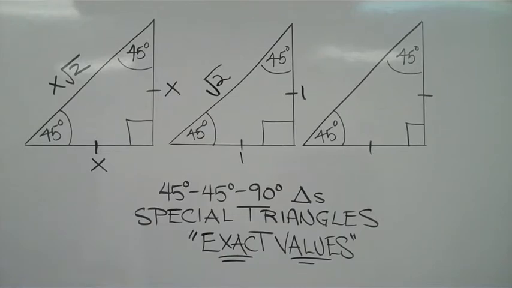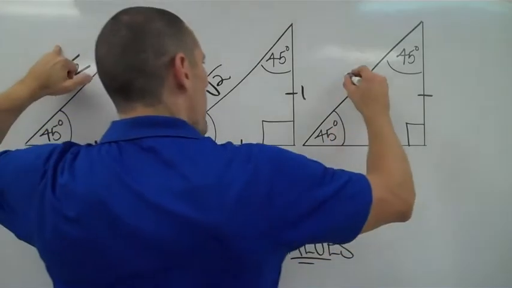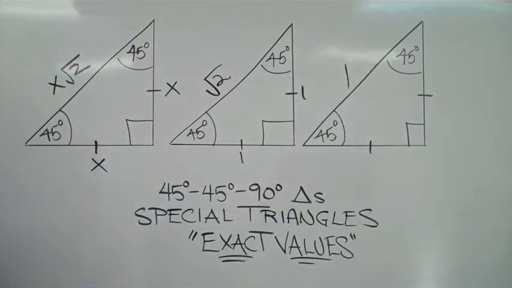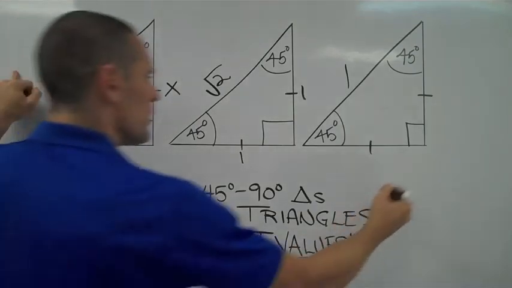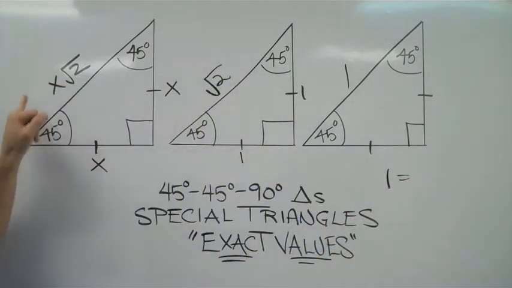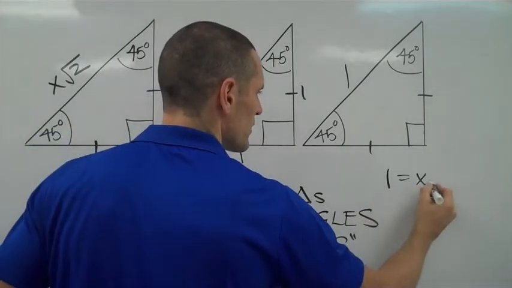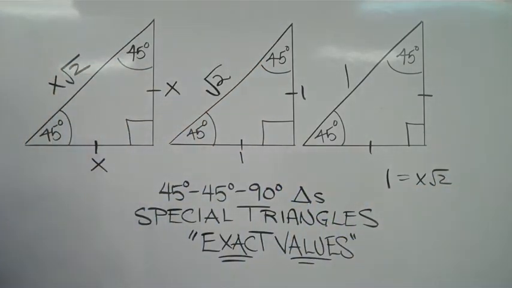What is important to remember is this. What if, instead of making my hypotenuse x square root of 2, I forced my hypotenuse to be 1, as we do in something called the unit circle? Well, if 1 is equal to x square root of 2, I can now solve for x.